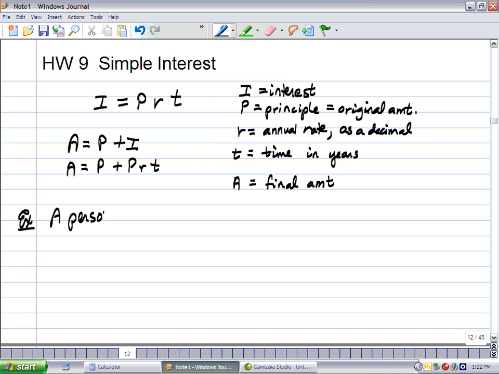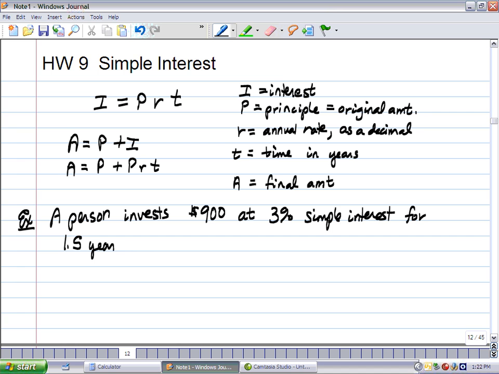A person invests $900 at 3% simple interest for 1.5 years. Find the interest. Let's call that A. Find the final amount. In other words, how much money will they have at the end of the 1.5 years?